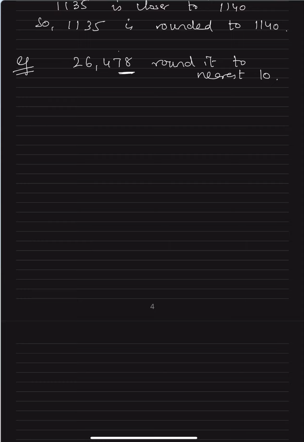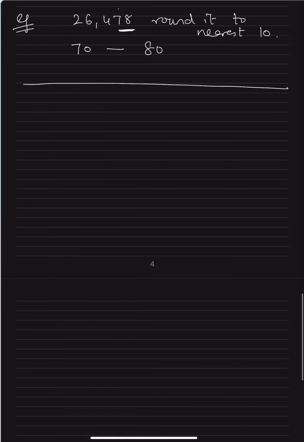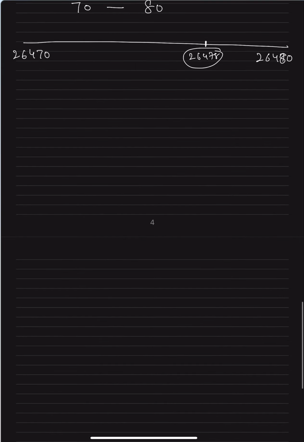So 78. 78 lies between which two multiples of 10? Between 70 and 80. The same thing, draw a number line. But here 26,470, 26,480. So 78 will be somewhere over here. 26,478 is here. Also 8 is greater than 5. So if it is greater than 5, we will go to the nearest large number.